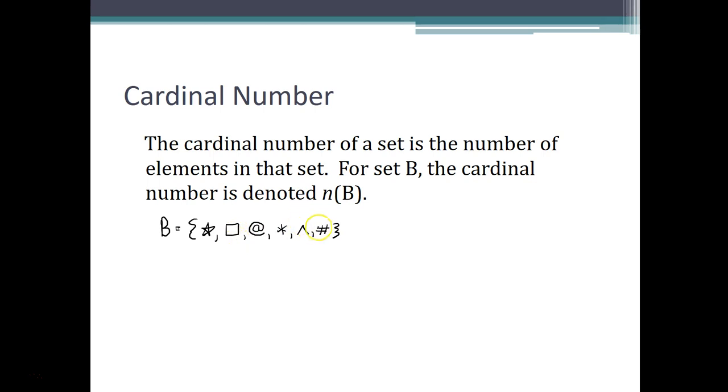Well, that's set B. I just listed it in roster form. It's a finite set, and it has 1, 2, 3, 4, 5, 6 elements. So the cardinal number of set B is 6. 6 is how many items are in that set.